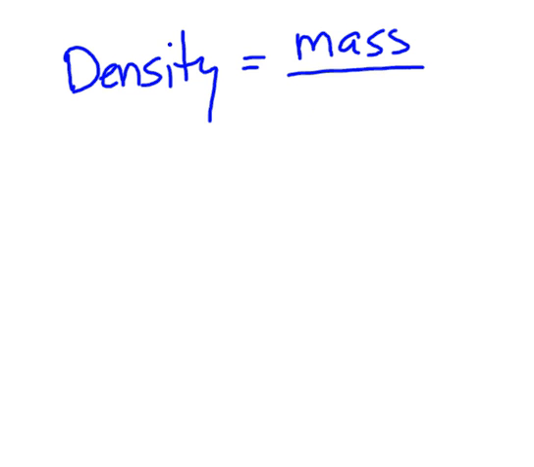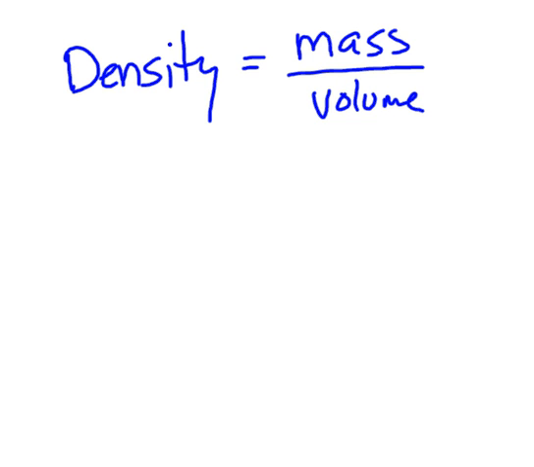Now, the formula for density looks like this: mass over volume. And like I said, that mass unit could be grams, it could be kilograms, milligrams, centigrams, and the volume unit could be milliliters, centiliters, cubic centimeters, any of those volume units. Okay? So now, obviously, what we have right here is three variables.